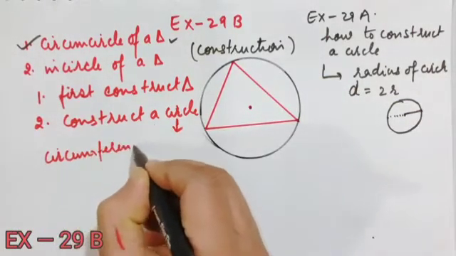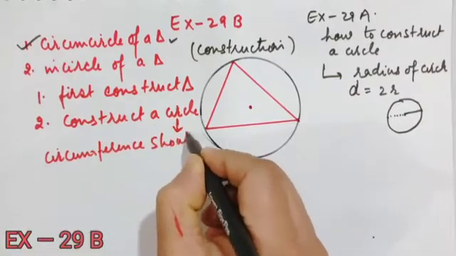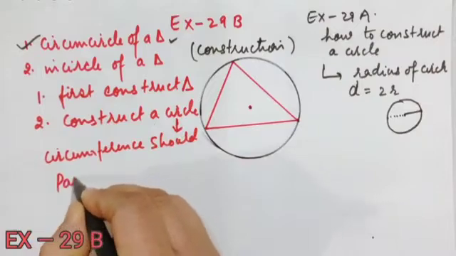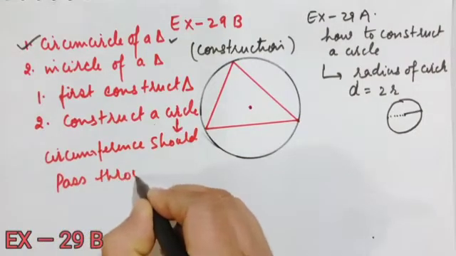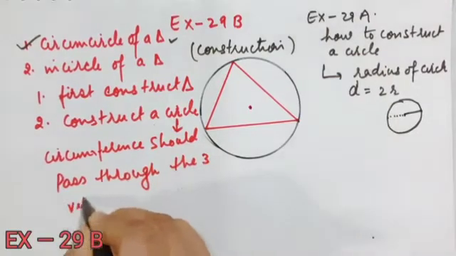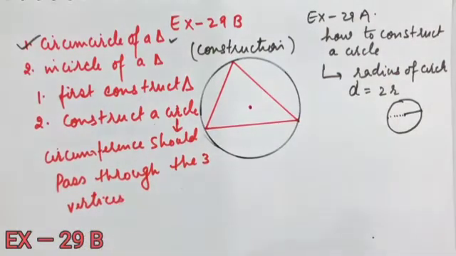Circumference should pass through the vertices, 3 vertices. Pass through the 3 vertices. तभी बोलते हैं circumcircle of a triangle. Now how to go for it?